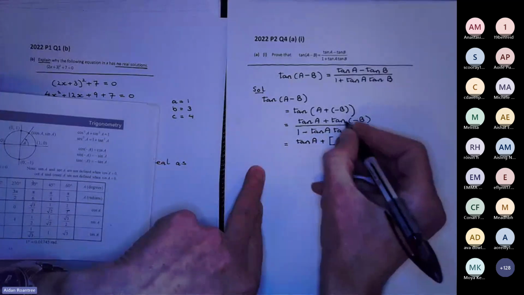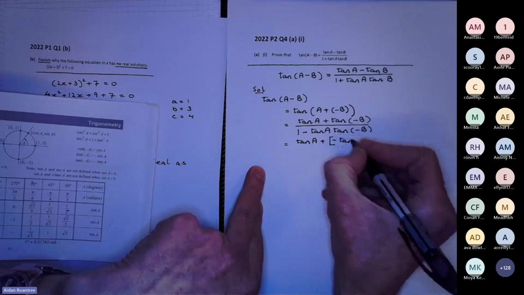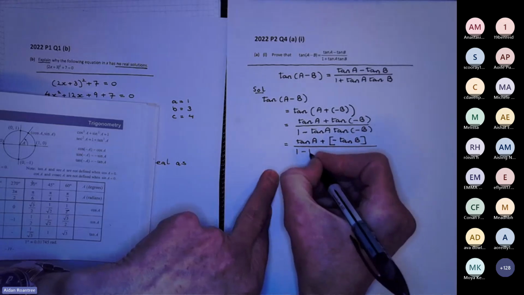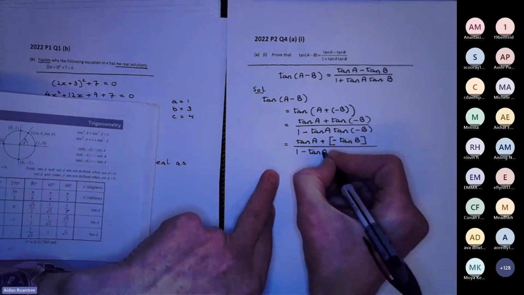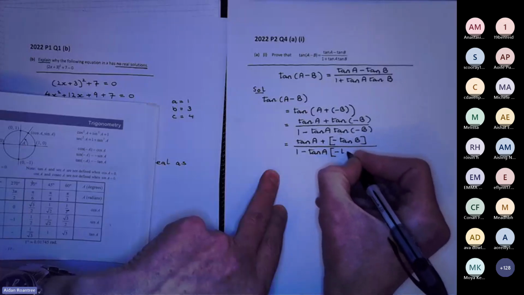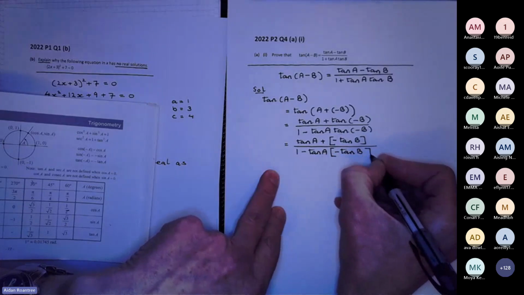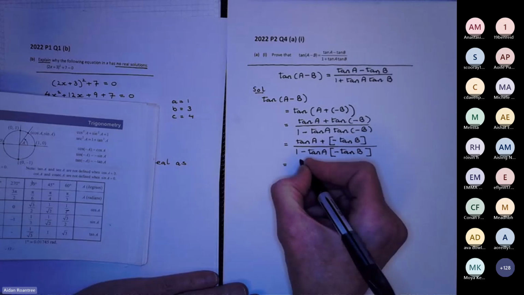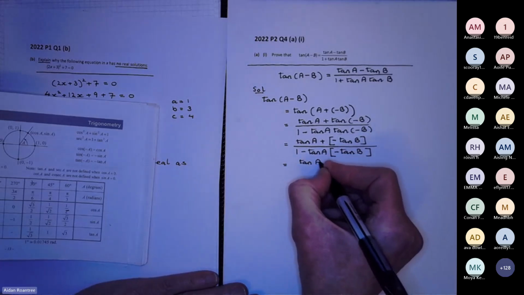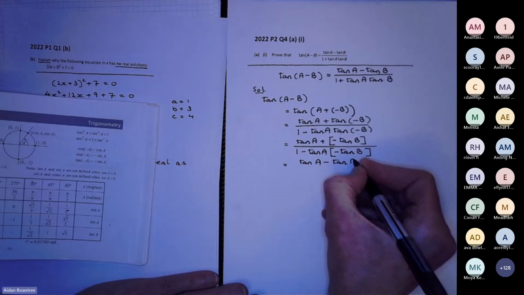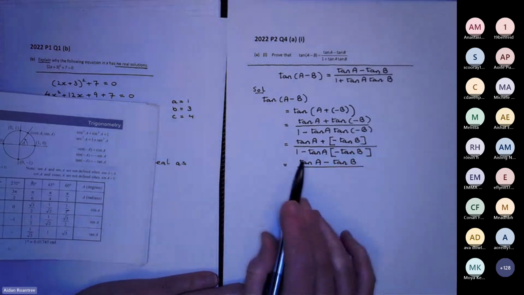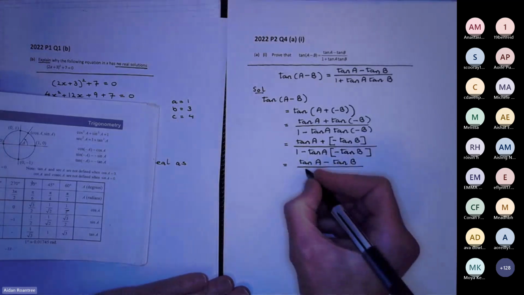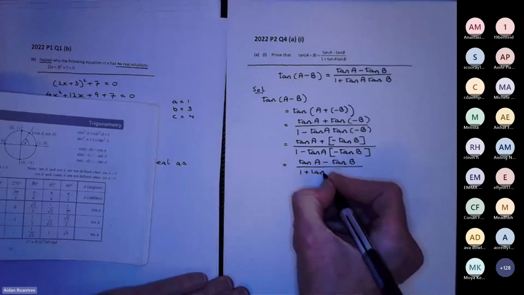plus, and then instead of tan of minus B, we get minus tan B. And then on the bottom line, we get 1 minus tan A multiplied by, and tan of minus B again can be written down as minus tan B. Now if we just take the square brackets away, we can tidy up and finish. Tan of A plus minus is minus, so you get tan A minus tan B over, and then on the bottom line, you've got minus tan A multiplied by what's inside the brackets, which is minus tan B. And that's minus by minus is plus. So you get 1 plus tan A tan B for that.